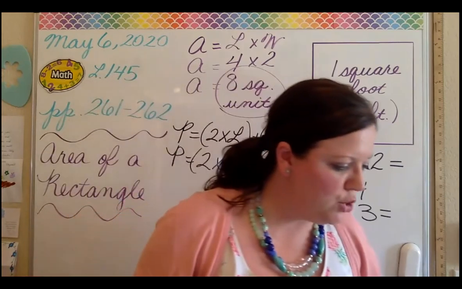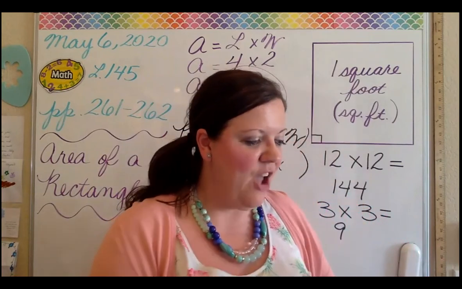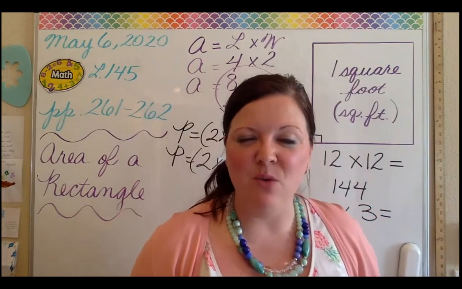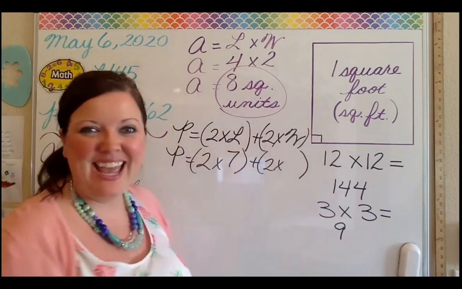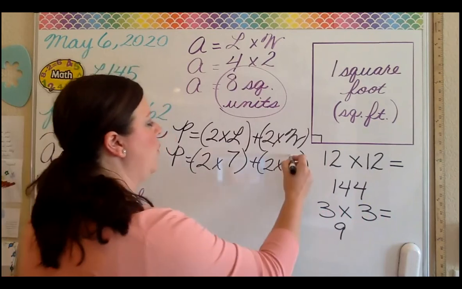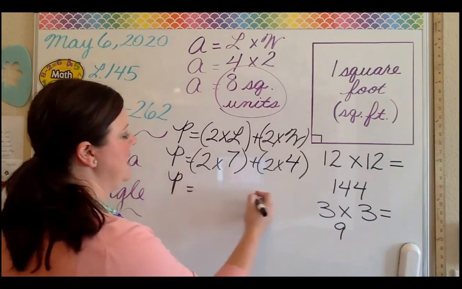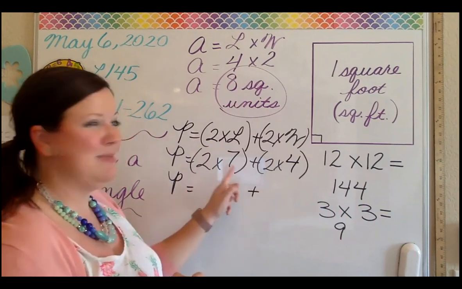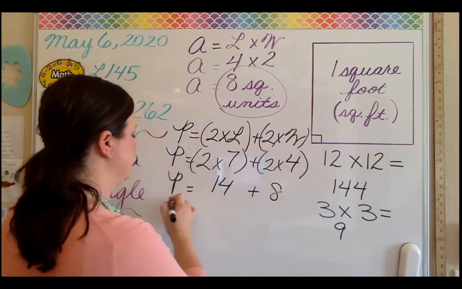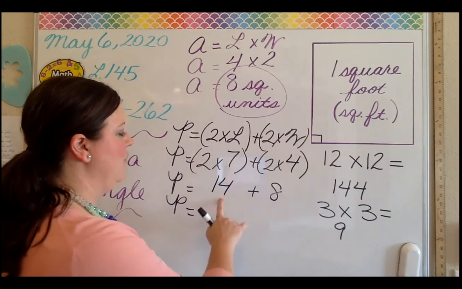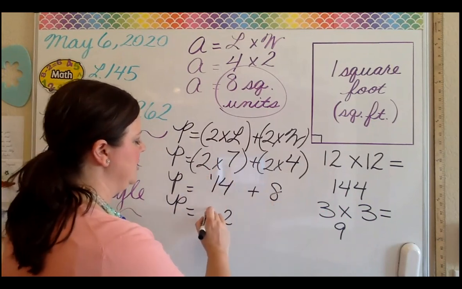Okay, let's go to problem 4A. It says 4 feet by 7 feet. Which one of those, 4 or 7, will be our length? 7, because 7 is longer. 4 will be our width because it's smaller. Remember those parentheses mean, do me first. 2 times 7 is 14. 2 times 4 is 8. Okay, let's add together. 4 plus 8 is 12. Carry the 1. 1 plus 1 is 2.